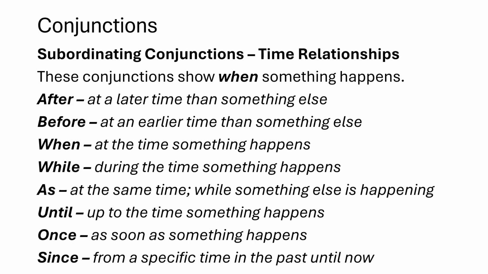There are 3 types of conjunctions. This lesson will focus on subordinating conjunctions. There are many to learn, and they have many different functions. These subordinating conjunctions show time relationships.